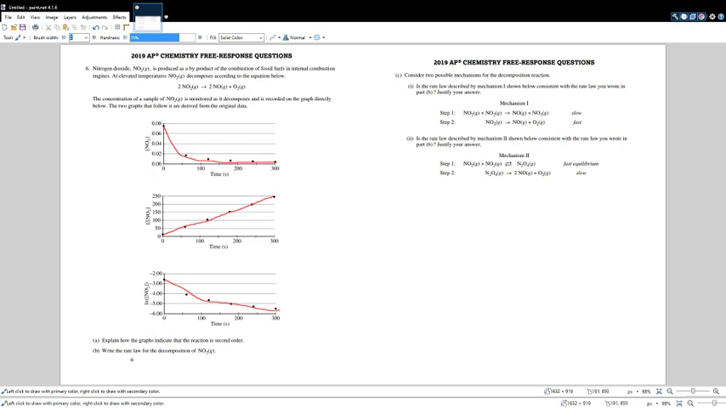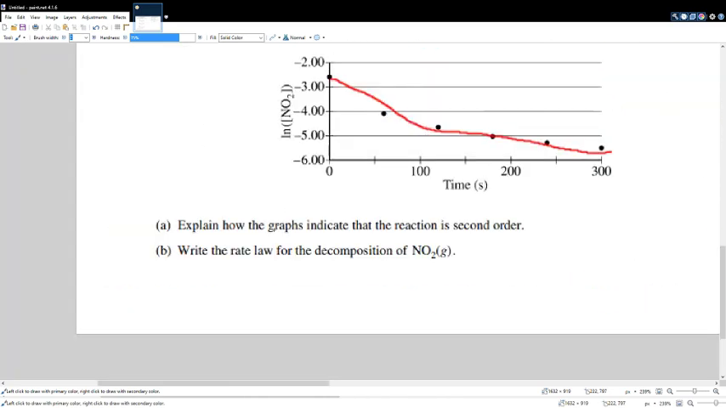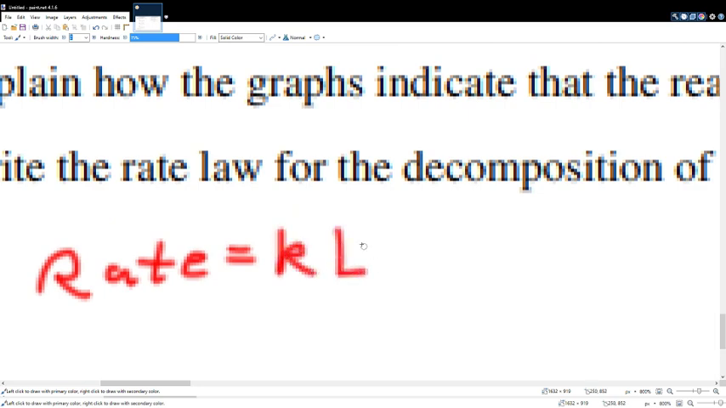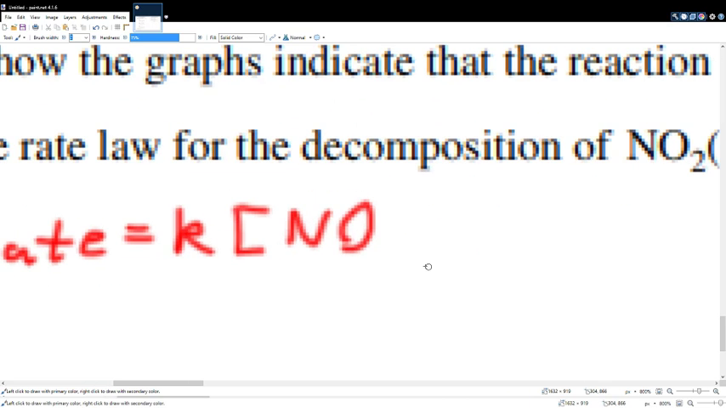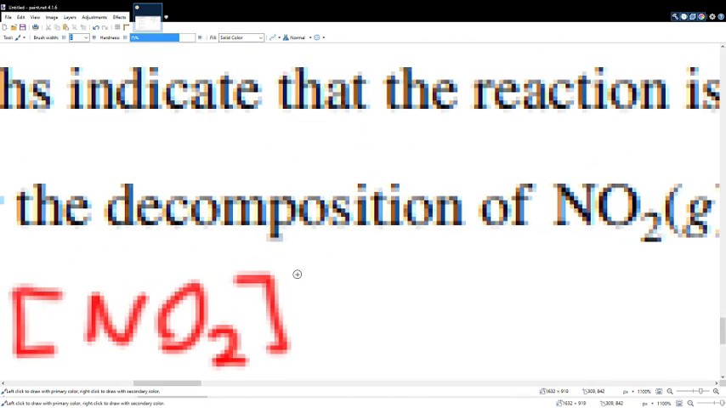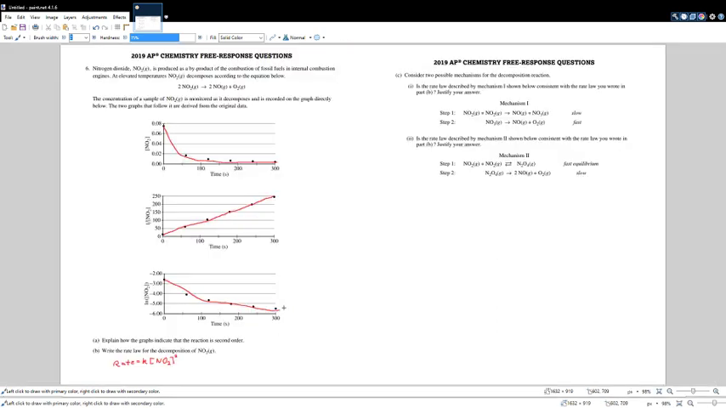So part B says write the rate law for the decomposition of gaseous nitrogen dioxide. It's second order, and the only reactant is NO2. So the rate law: rate is equal to the rate constant times the concentration of NO2 to the power of whatever order the graph is, or whatever order the reaction is, and that's it too. And that's it for part B.